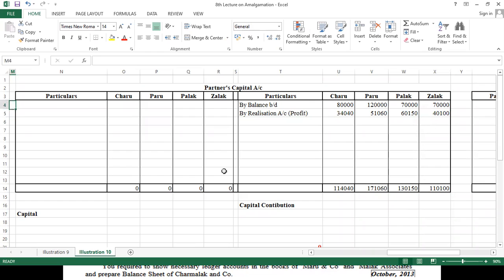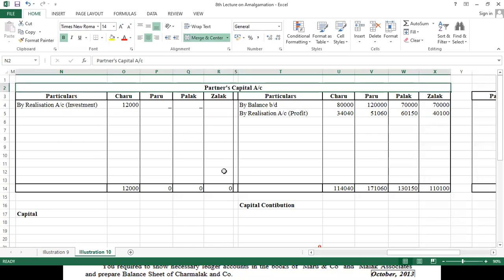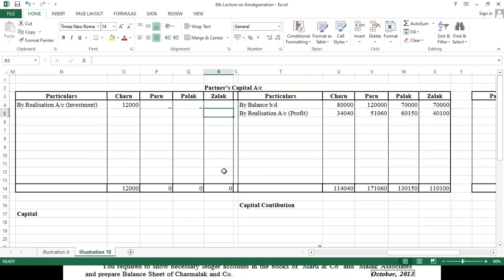And apart from that, on the debit side, we will write down again by the realization account, but this time the investment which is taken over by Charu. So within a bracket, we will write investment, amount is 12,000. Okay, everything is clear up to here.